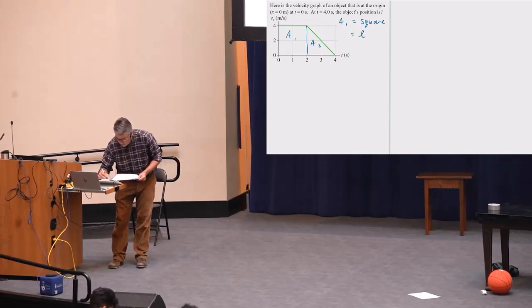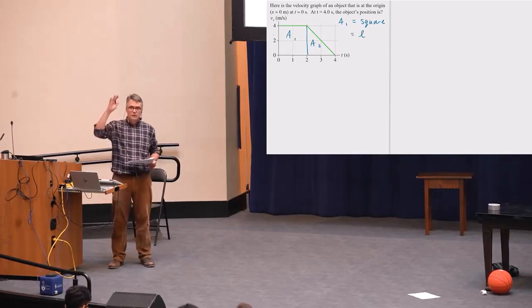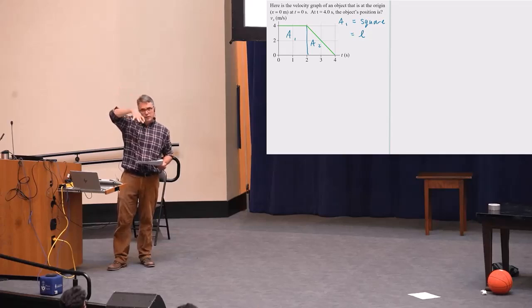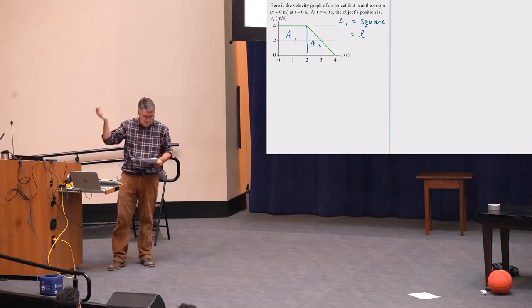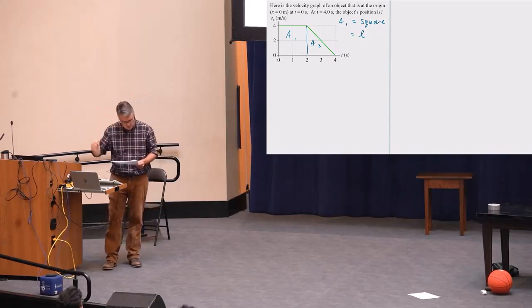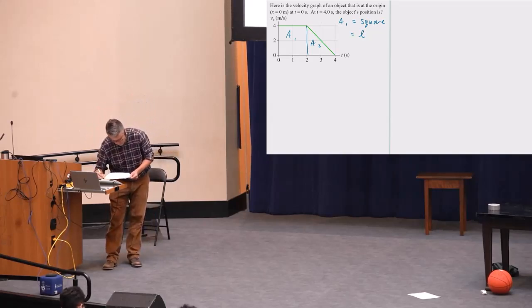What's interesting is that it looks square-like, but actually the units of the height are different than the units of the width. One is in meters per second, and one is in seconds. But length times width, so it's okay, we can do that. And A2 is a triangle, and the area of a triangle is 1/2 base times height.